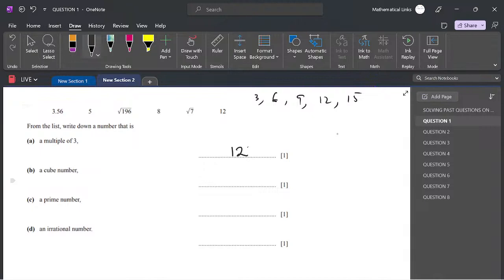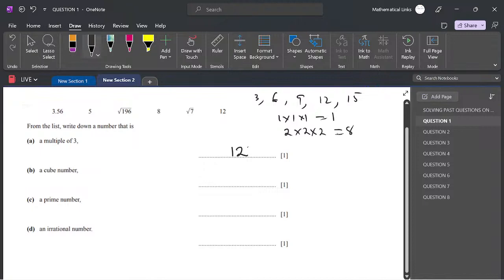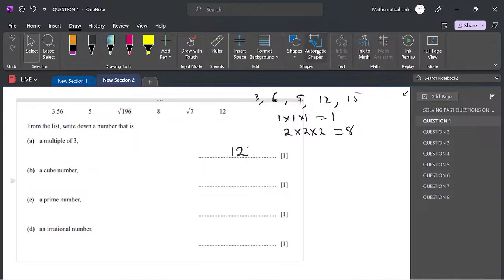Then a cube number. A cube number is got when you multiply an integer by itself 3 times. Take for instance, 1 by 1 by 1. The answer is 1. So 1 is a cube number. 2 by 2 by 2, you have 8. 8 is a cube number. 3 by 3 by 3, you have 27. 27 is a cube number. So from the listed numbers here, 8 will be the cube number. So we can easily pick 8. So I'll write 8 here.